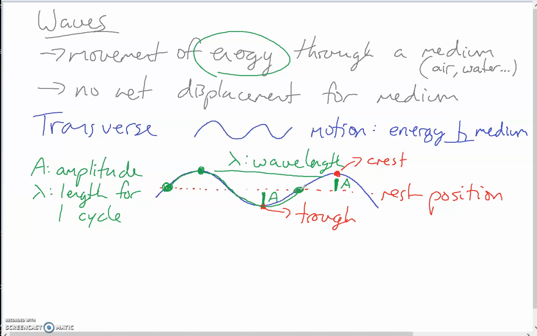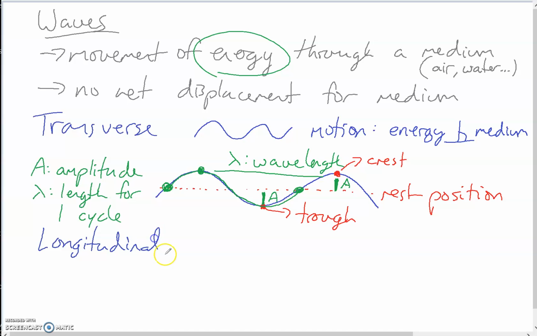Okay, but that's your basic transverse wave. You've got crests, you've got troughs, energy is perpendicular to the medium, we've got the amplitude, and we have the wavelength. Okay, now the second most common type of wave out there is a little bit different.